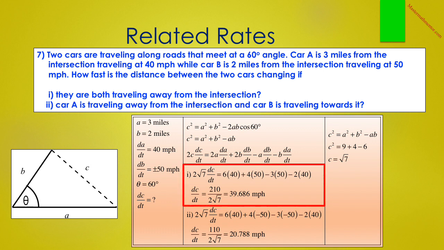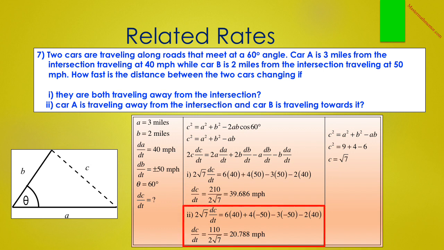2 square root of 7 dc/dt equals 6 times 40 plus 4 times 50 minus 3 times 50 minus 2 times 40. And that gives dC/dt equals 210 over 2 square root of 7, which is 39.686 miles per hour. So the two cars are separating by almost 40 miles per hour.